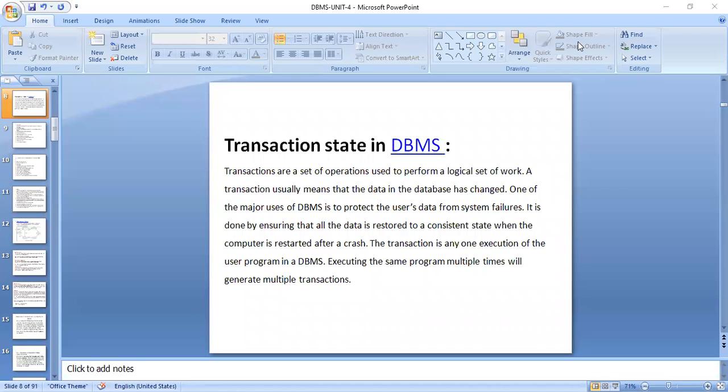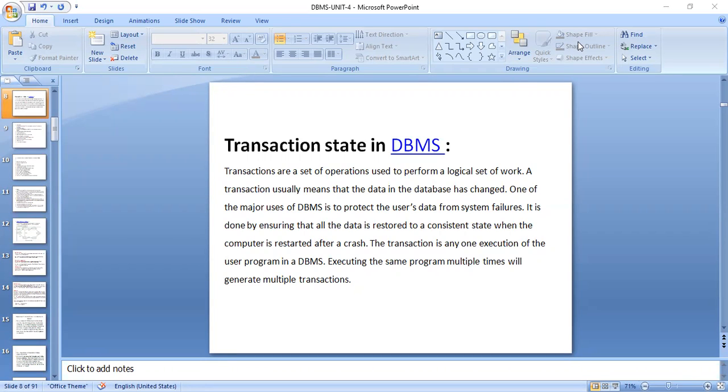Okay. Now the next topic is transaction state in DBMS. Before going that, let's see what transaction means. A transaction is a set of operations used to perform a logical set of work. A transaction usually means that the data in the database has changed.